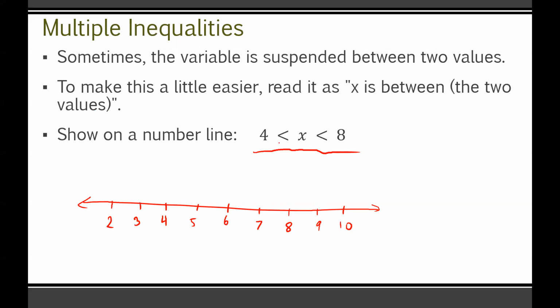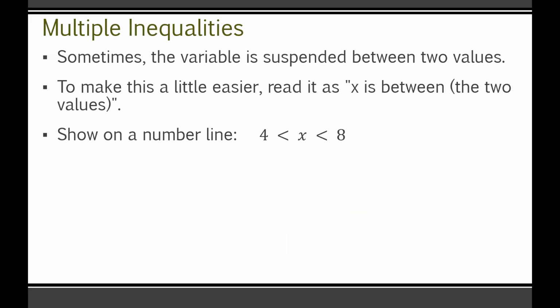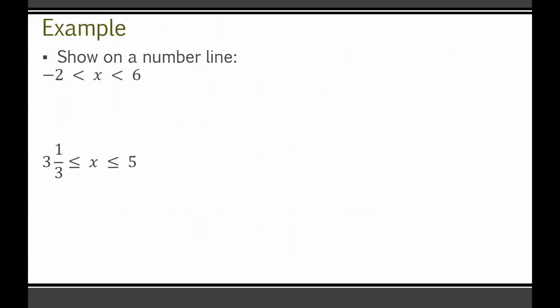Good. Now, the next thing I want you to notice is these are less than signs. They're not less than or equal to. So at 4 and 8, we actually have to put open circles because we are not going to be including those points. The last thing we have to do here is just shade in between those open circles. So from the one open circle at 4 and the other open circle at 8, just shade that area in between. That's about it. That's all we really got to do on this one. Okay. So I want you to try these two.